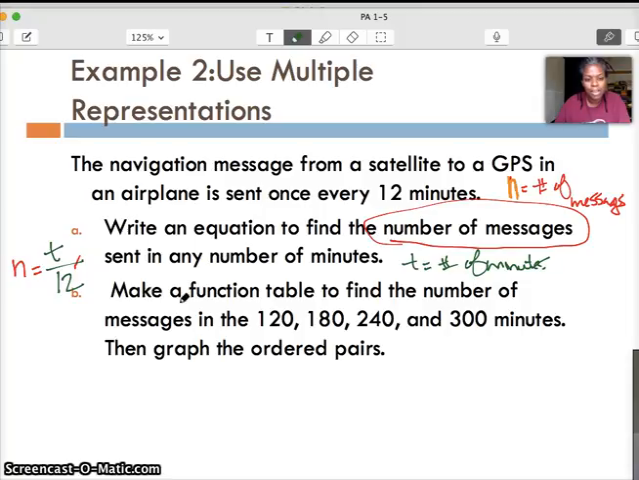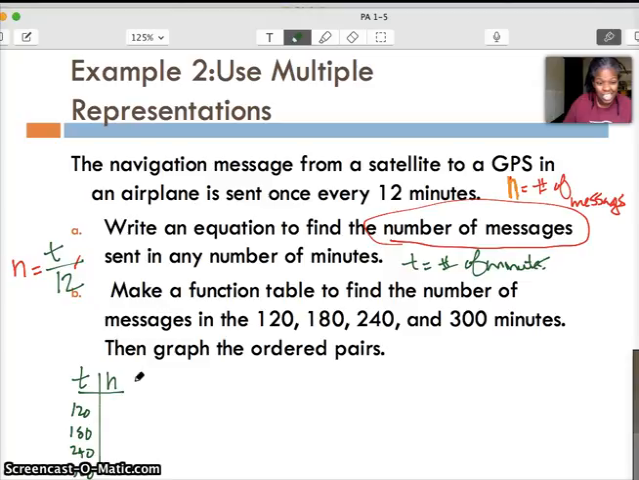So now we're asked to make a function table to find the number of messages once we have 120 or 180 or 240 or 300 minutes elapsed. And then we're going to graph the ordered pairs. So we've got a little bit of work to do. Let's get started with making our table. Our table will consist of t values here and our n values here. The values that we're given are t values because we're talking about time. So we have 120, 180, 240, and 300.